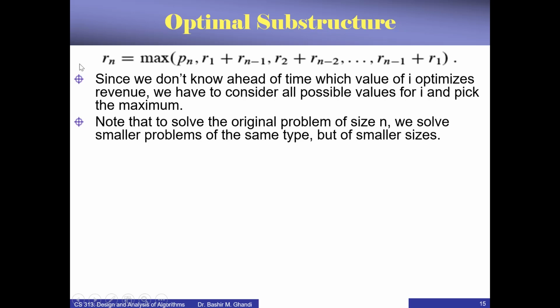Similarly, this characterization does involve overlapping subproblems, which is another DP requirement. For example, R1 is needed more than one time, as you can see even in this expression. And the same thing for Rn minus 1. So the problems are overlapping.